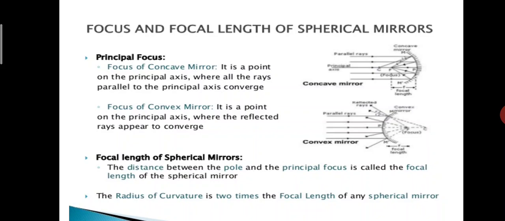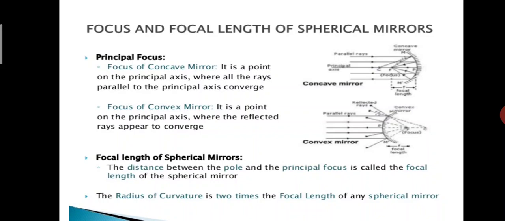Let us understand the definition of principal focus and focal length of spherical mirrors. Principal focus of concave mirror. Incident rays which are parallel to the principal axis of a concave mirror after reflection from the mirror meet at a particular point in front of the mirror on the principal axis. This point, that is F, is called the principal focus of the concave mirror.